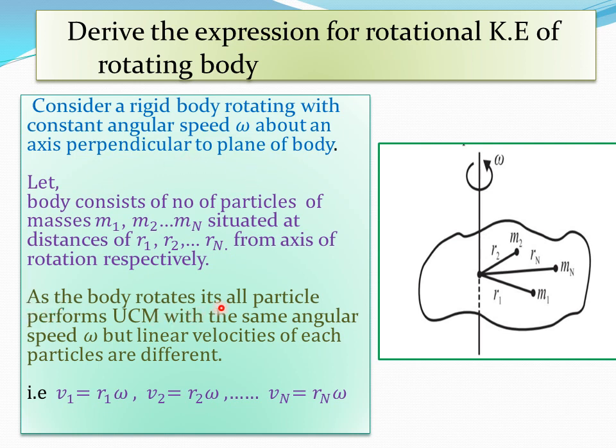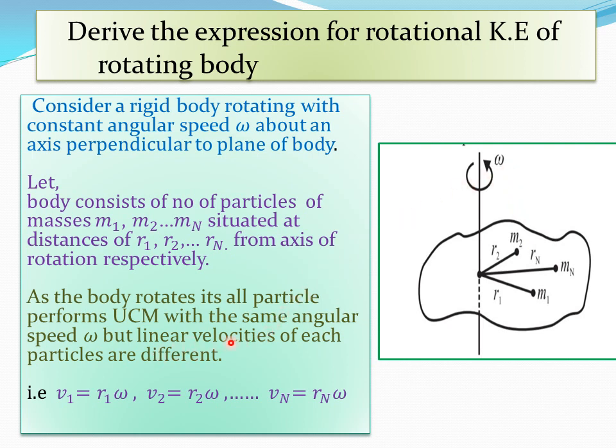As the body rotates, all its particles perform uniform circular motion with the same angular speed omega. Suppose this body is rotating about this axis, then these three particles, first, second and third, perform uniform circular motion with the same angular speed omega. जेवढी बॉडीची अँग्युलर स्पीड ओमेगा आहे तेवढी प्रत्येक पार्टिकल m1, m2 आणि m of n या तिघांची अँग्युलर स्पीड असेल ओमेगा.